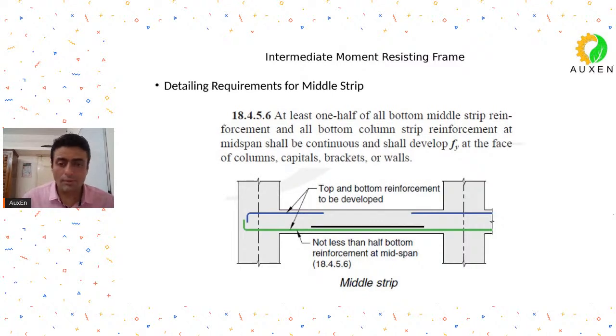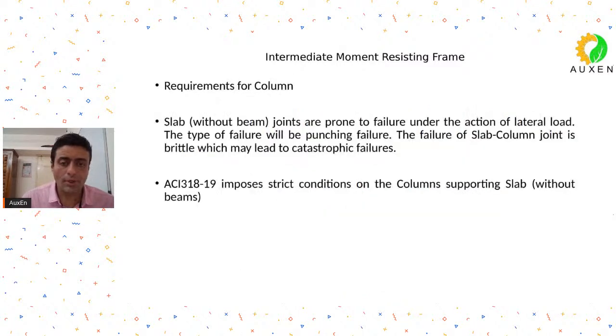Now, what about the columns? What is the important problem that you have in flat slab systems with columns? What is the main problem? The problem is that this junction between the slab and column is prone to punching failures. And as you all know, punching is a brittle type of failure, so it may lead to sudden catastrophic failures. So you have to be very careful that there should not be any punching failure at the slab column junction.